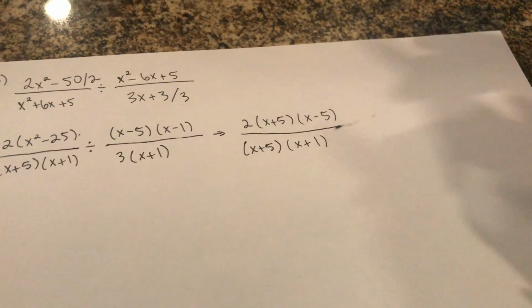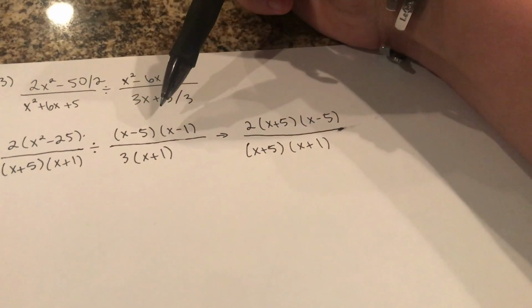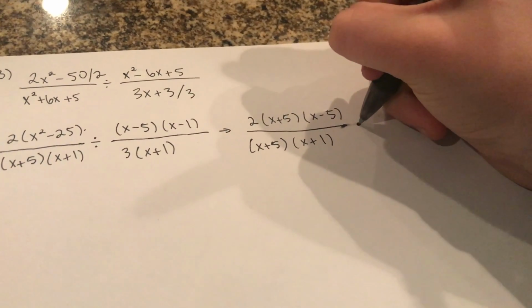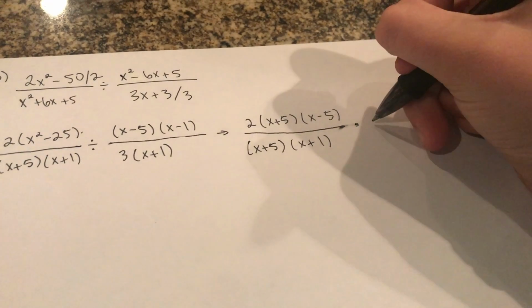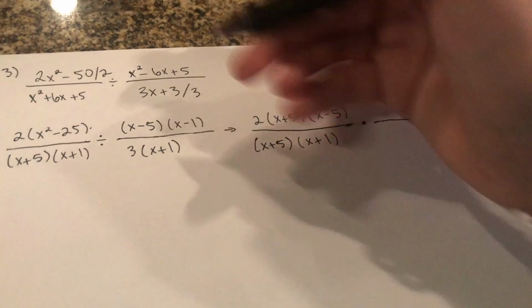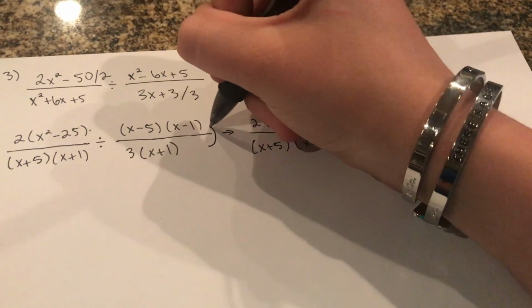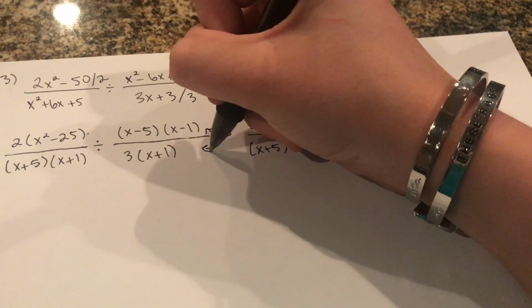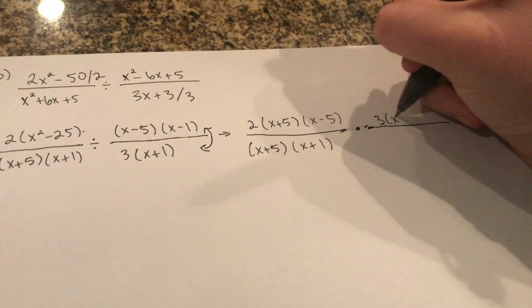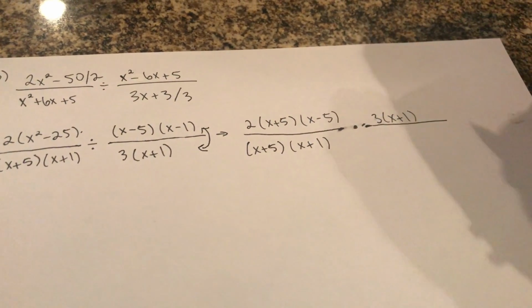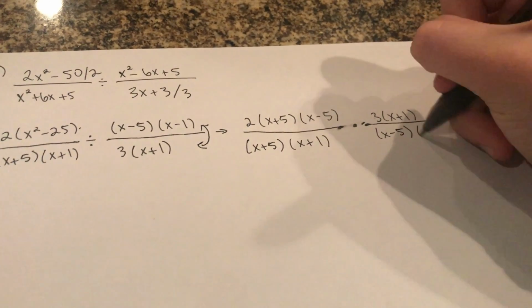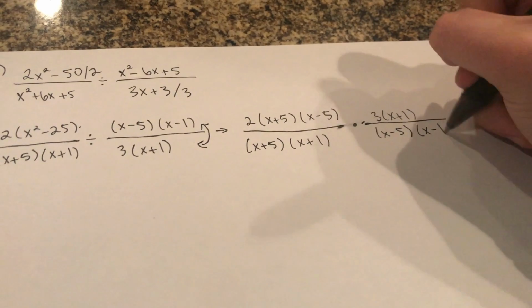but when you want to divide by a fraction, you need to multiply by the reciprocal. So you can change this sign to a multiplication sign, and then you can draw your little fraction line, but you need to flip these two. So I'm going to draw a little arrow to remind myself. So you have 3 parentheses x plus 1 on the top, and then you have x minus 5 and x minus 1 on the bottom.